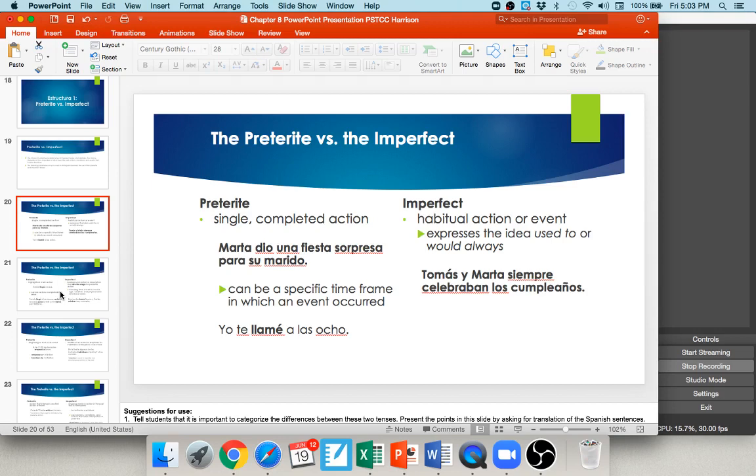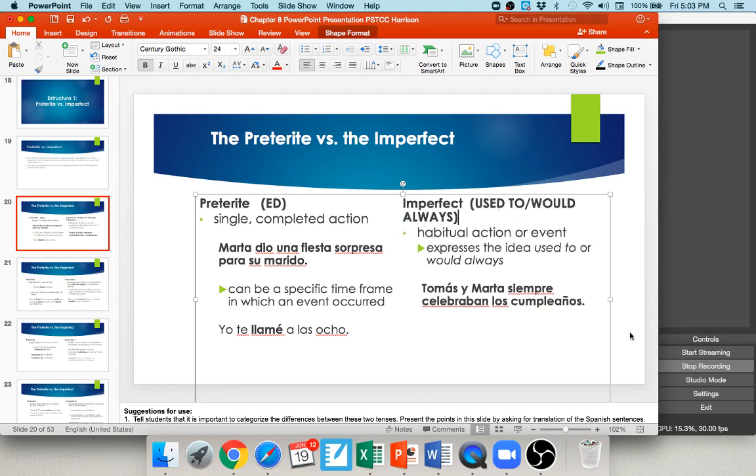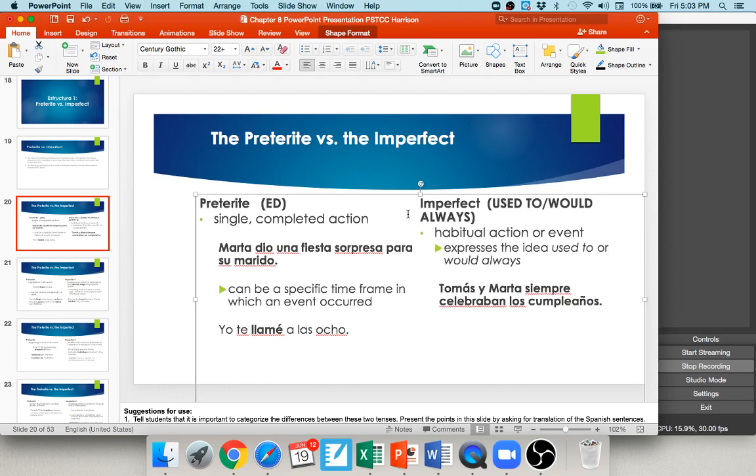A lot of times, and this sometimes helps students, the preterite is translated as "ed," whereas the imperfect is translated as "used to" or "would always." Sometimes it helps to think about that. If you look at the examples, Marta dio, she gave or she threw a party, done. I called you at 8 o'clock, done, right? But the imperfect, they would always celebrate. They always used to celebrate. So you can see the difference there in the preterite and the imperfect.